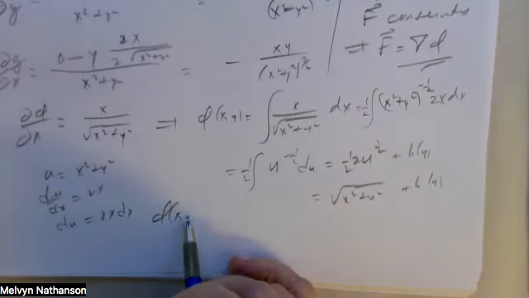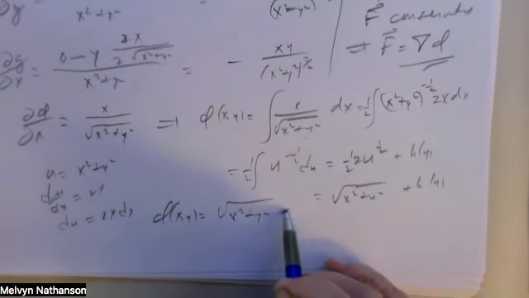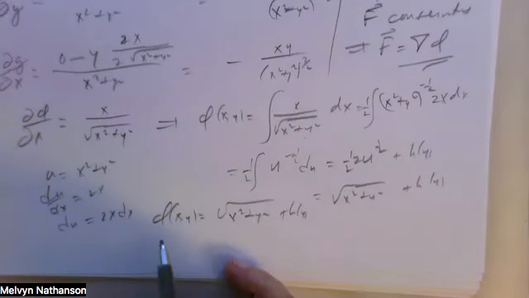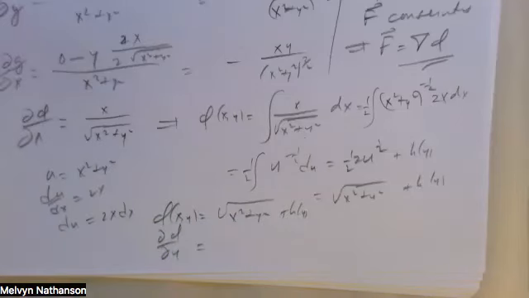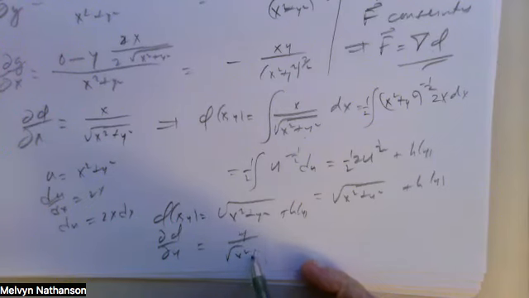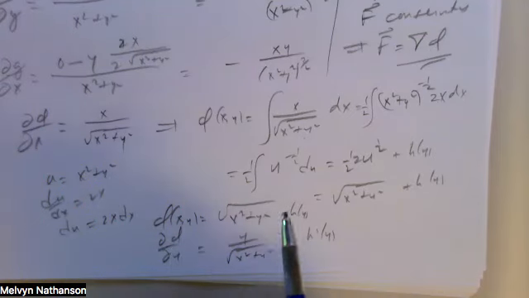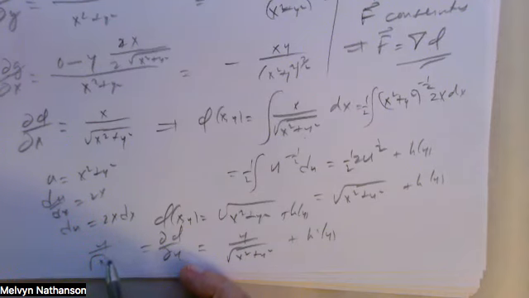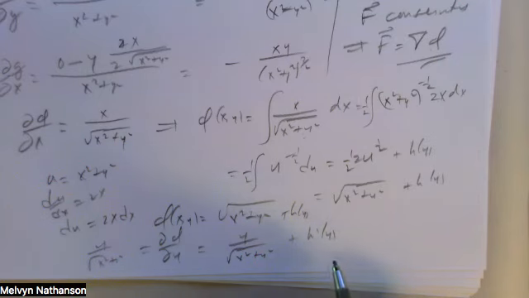So phi of xy is the square root of x squared plus y squared plus some function of y. If I differentiate phi with respect to y, again, by now you should know how to differentiate all this, you get y over the square root of x squared plus y squared plus h prime of y. And the partial of phi with respect to y is equal to y over the square root of x squared plus y squared. So h prime of y is 0. So h is just a constant with respect to y.